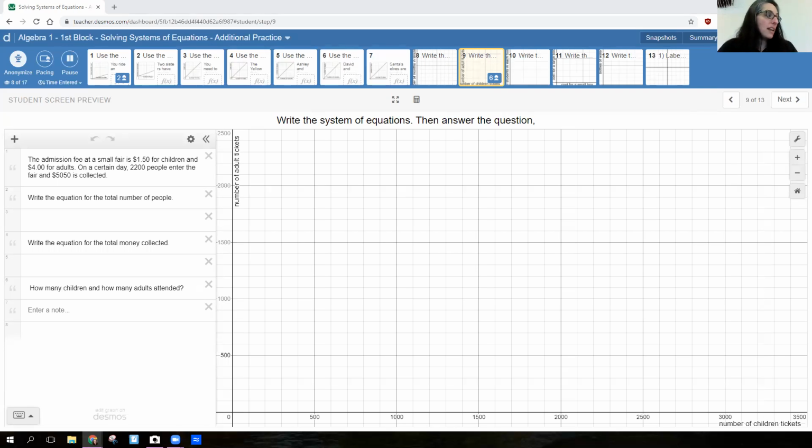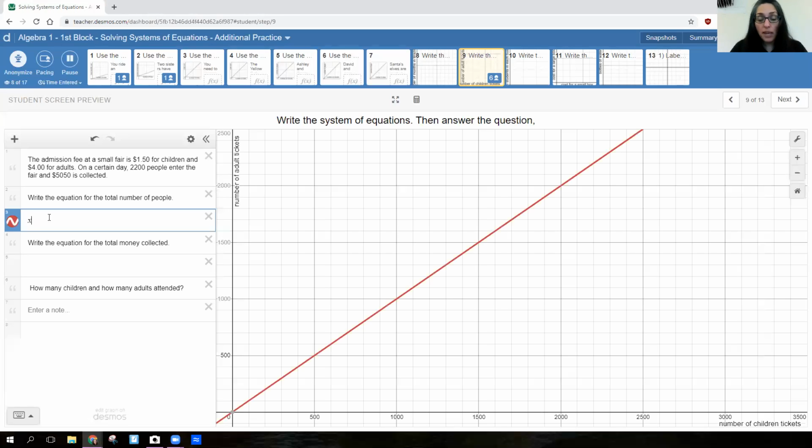The admission fee at a small fair is $1.50 for children and $4 for adults. On a certain day, 2,200 people enter the fair and $5,050 is collected. So we're going to do total number of people. You've got 2 different kinds of people getting into the fair. You've got children and you have adults.